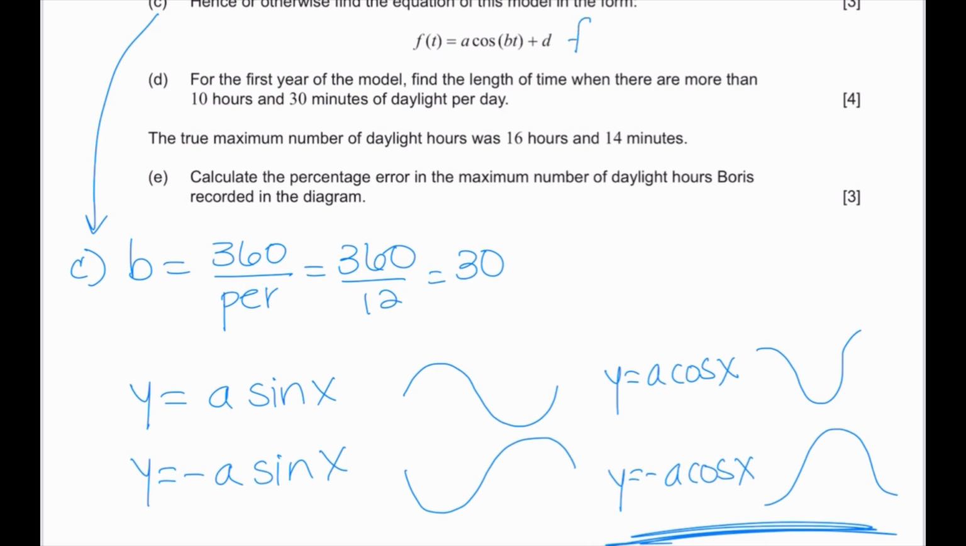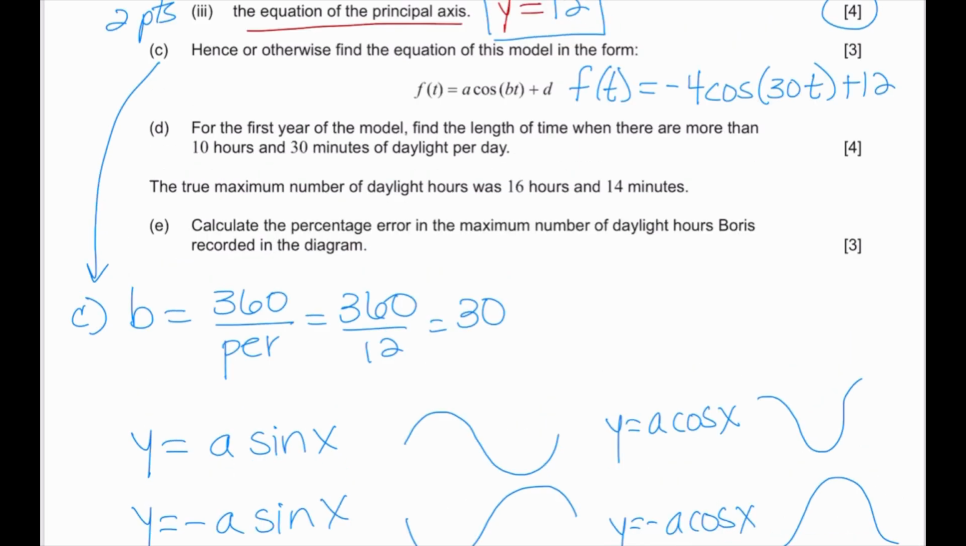So here for the equation, I'm going to have f of t is equal to a, which I'm going to write negative 4 because the amplitude is 4, but the value in this particular graph is going to be negative. Then it's going to be the cosine parentheses of b, which we figured out is 30t, and then the equation of the principal axis was y equals 12, so that means that d is equal to 12. So the correct equation is f of t equals negative 4 cosine of 30t plus 12. And that is a 3-point question, so it's a lot of points, one for each correct variable that you're substituting.